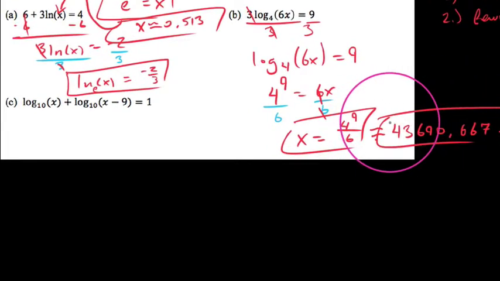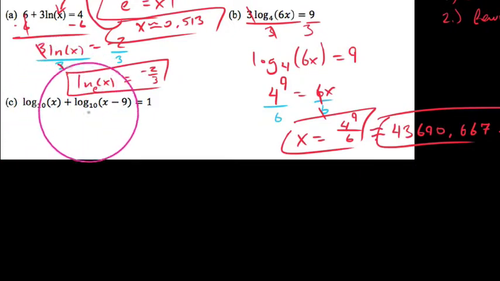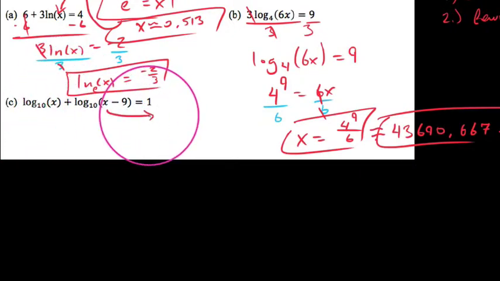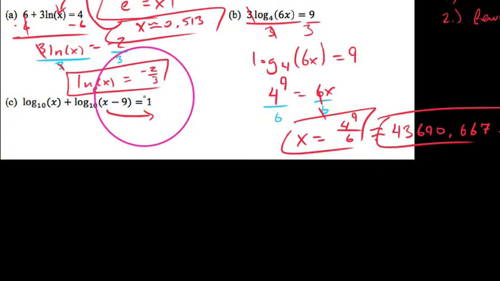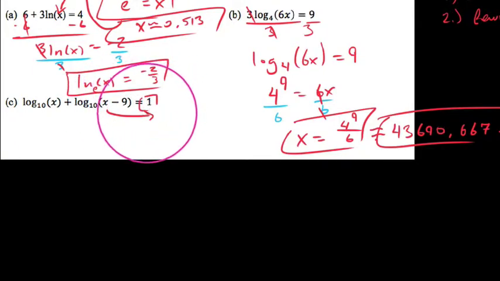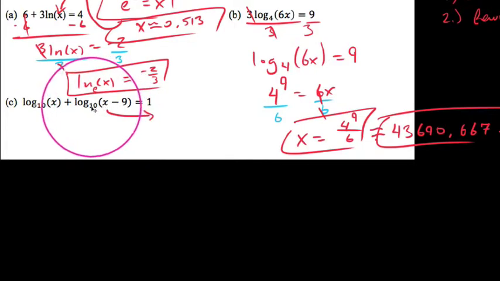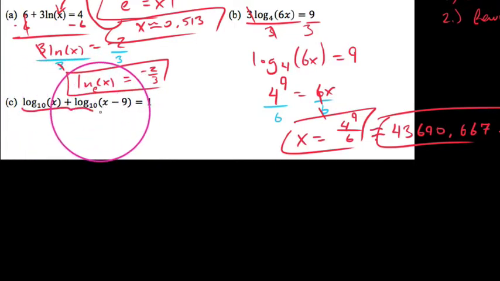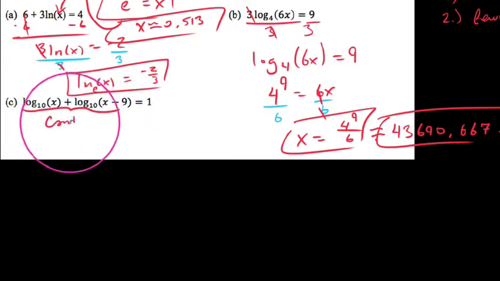Okay. And last but not least, this one here. You'll notice that you have 2 logs. I recommended in the last video taking one of these logs and putting it on the other side, because then you'd have a log on both sides with the same base. You could use the one-to-one property, but in this case we have this loose 1 over here, so that's not going to help you. What we're going to need to do then is this last resort, which is condense. We want to condense this expression right here.